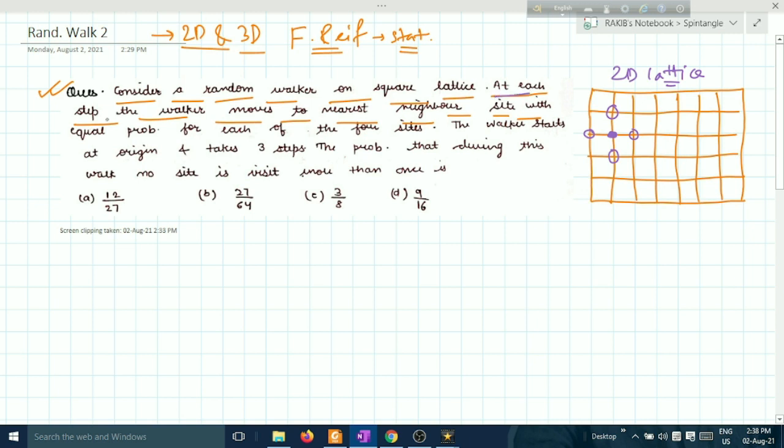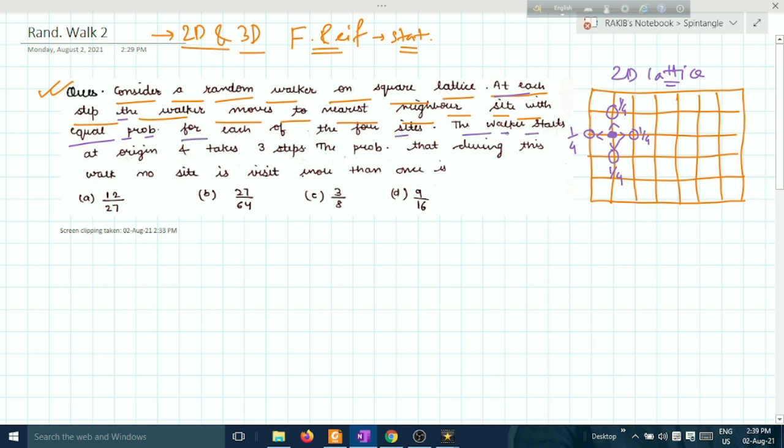At each step, the walker moves to a nearest neighbor site with equal probability. What is the probability of going this way? It is 1/4, because there are 4 ways. The walker can go this way, this way. Consider the walker as a drunk person. This is 1/4, this is 1/4, this is 1/4, for each of the 4 sides.